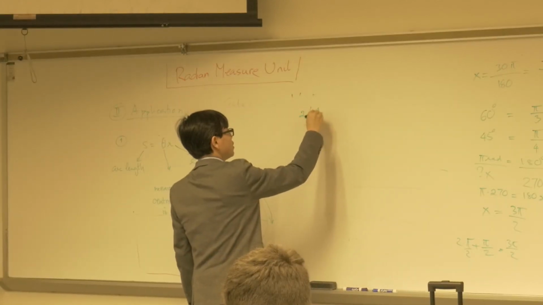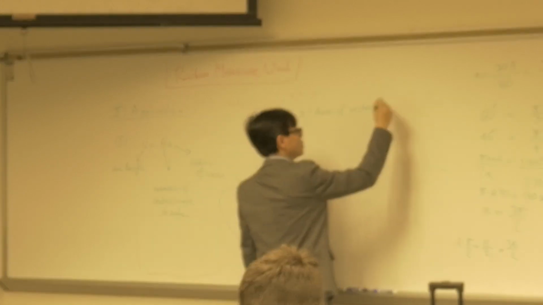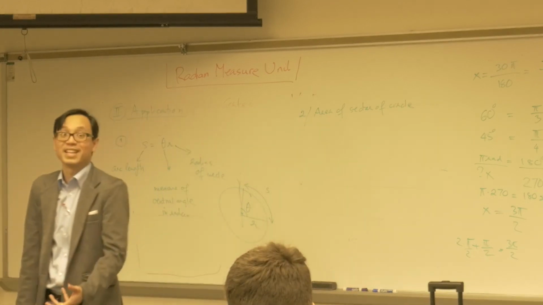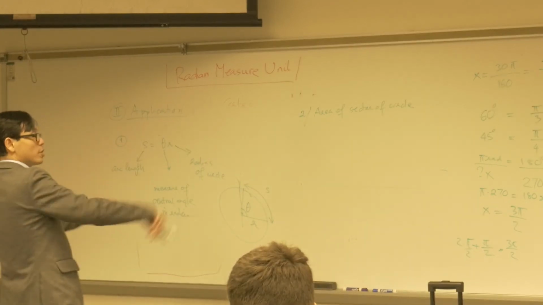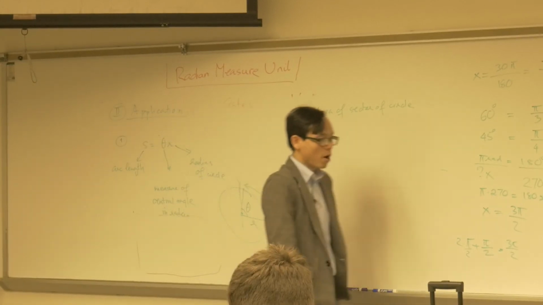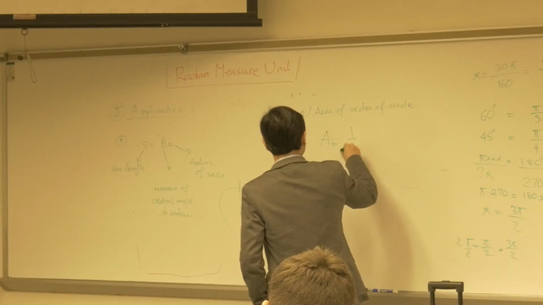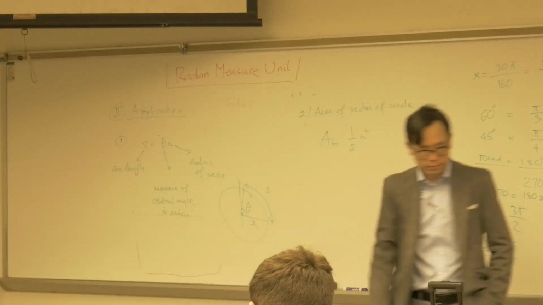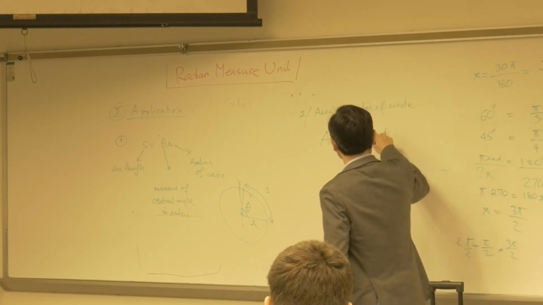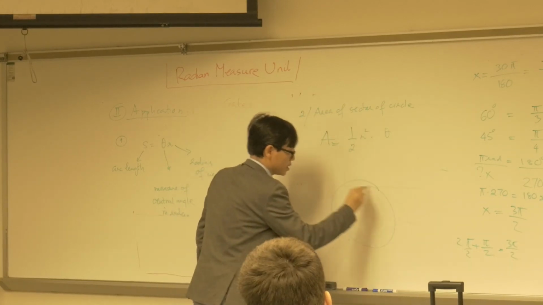So the area of a sector of a circle. It should be the sector of a disk. The circle, but I mean, if you draw the circle, it'll give you the disk. So the formula is A equal to 1/2 R squared times theta. So the area you're looking for is this one.